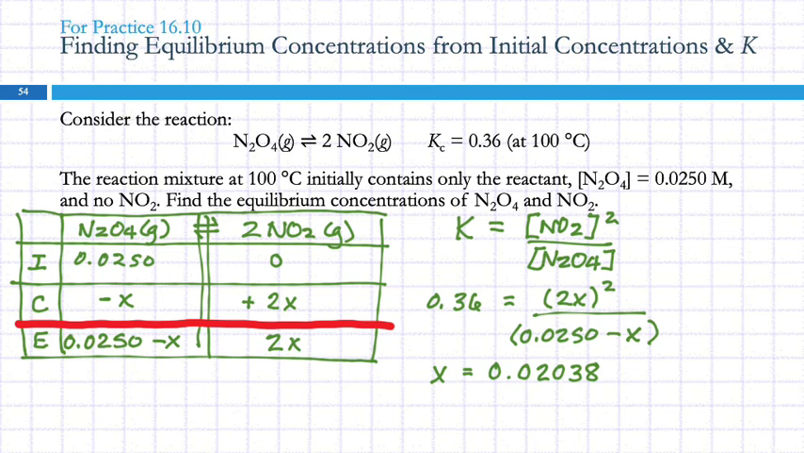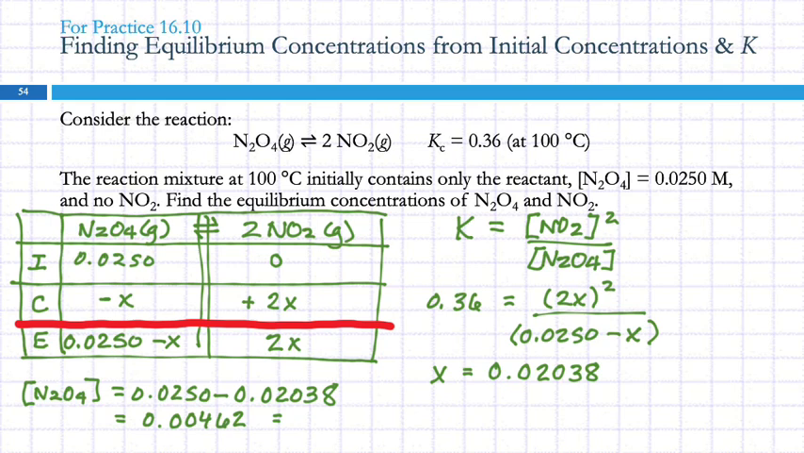Okay, so now we can calculate the equilibrium concentrations. So N2O4 is 0.0250 minus 0.02038. That's 0.00462, and I'd probably round that to 0.0046.